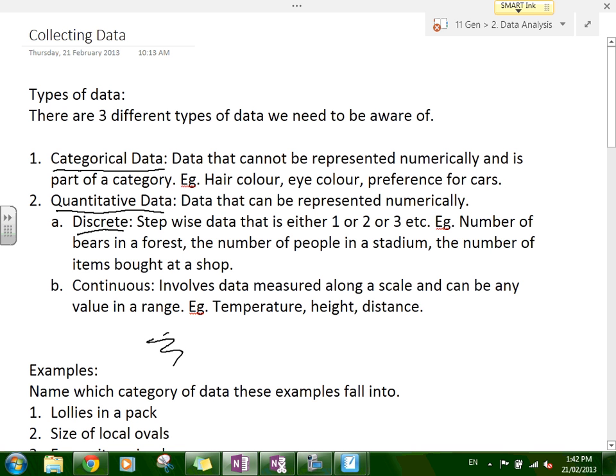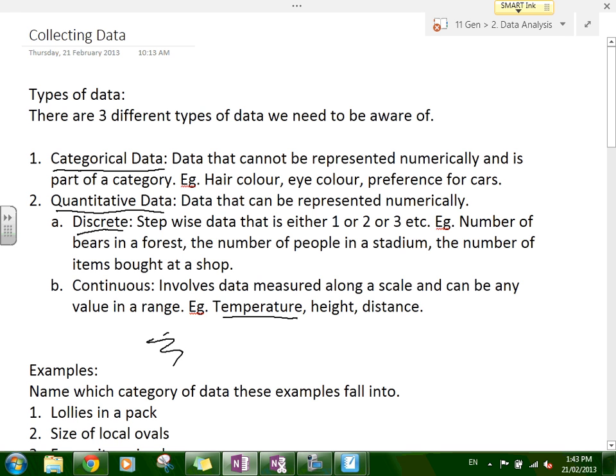And then the other one is quantitative continuous. That's the last type, which has a whole range of data. So, for example, your height, you could be 1.3 meters, you could be 1.301 meters, you can have any value in a particular range. Or you can have any number of decimal points, to any accuracy. Temperature is the often given example of continuous data. Quantitative continuous data: height, distance, weight, anything that varies along the scale rather than stepwise, it's continuous. Okay, so those are the three types.